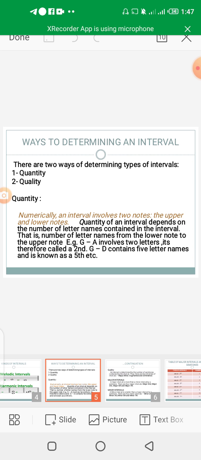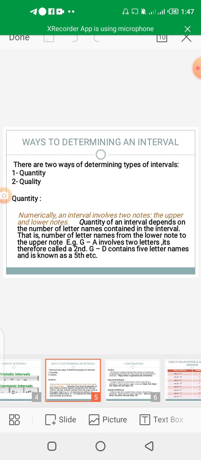We also say that it is the distance, isn't it? Okay. Now, the upper and the lower notes. I want you to just have a kind of harmonic interval behind your reasoning. I said quantity of an interval depends on the number of letter names contained in the interval. That is, the number of letter names from the lower note to the upper note.